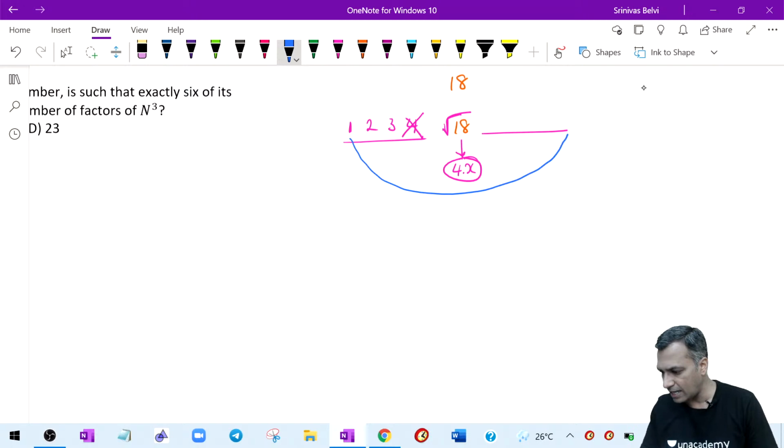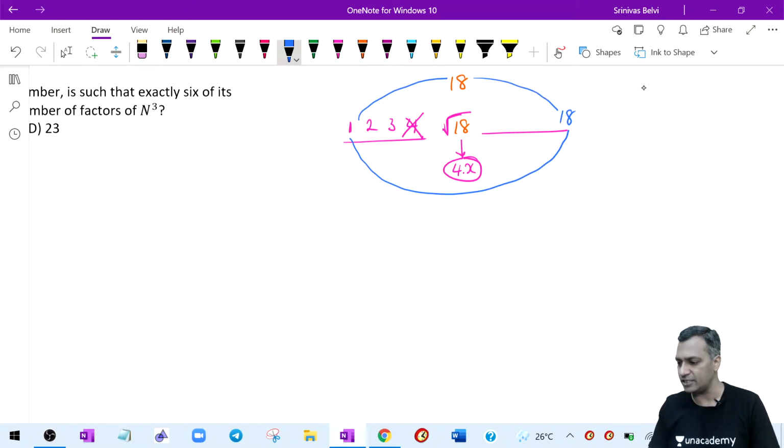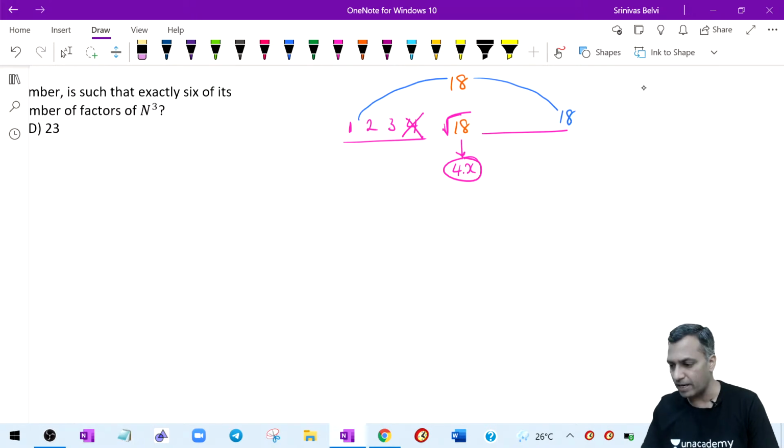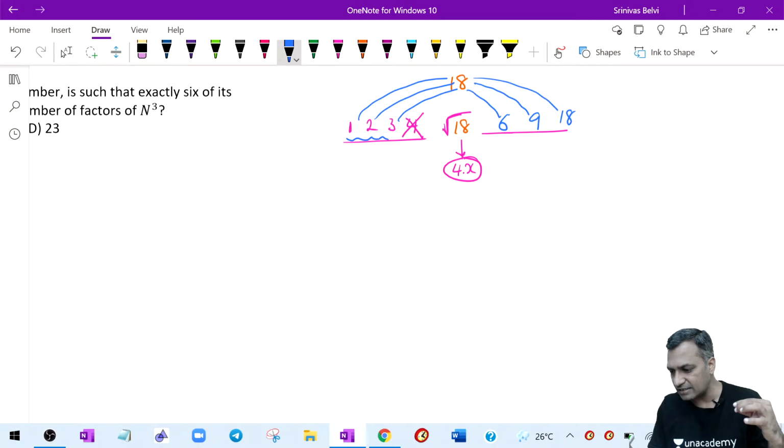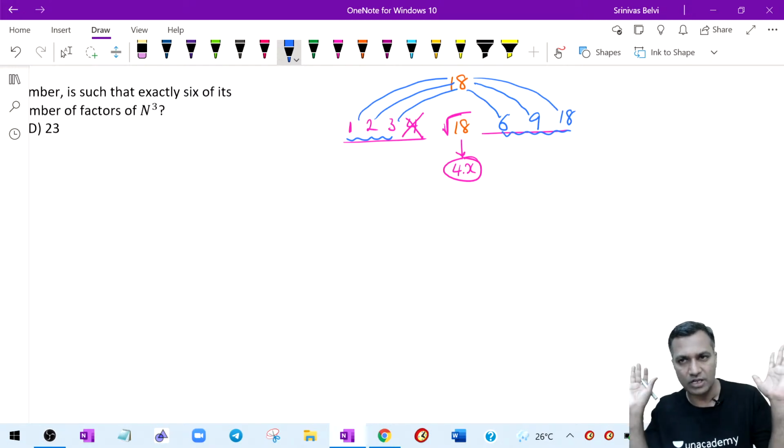What is that? 1 into 18 is equal to 18, so 18 divided by 1. 18 divided by 2 becomes 9. 18 divided by 3 becomes 6. Which means if there are three factors less than the root of that number, there would be exactly three more factors more than the root of that particular number.